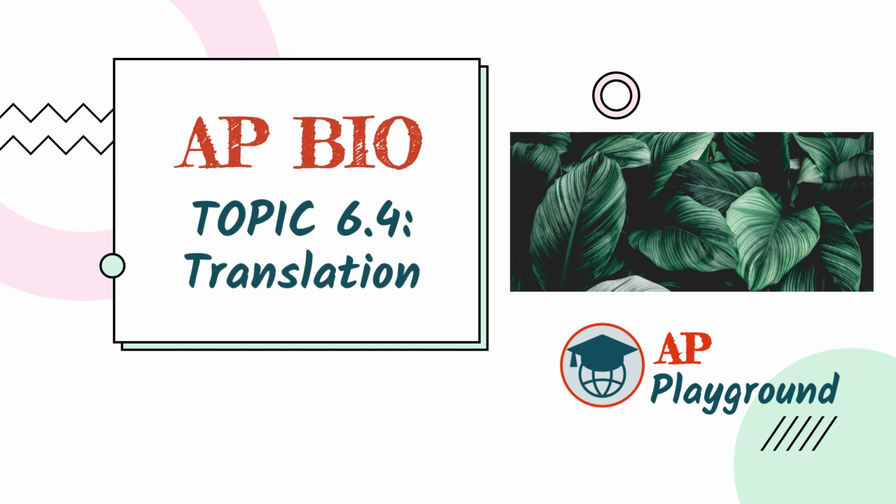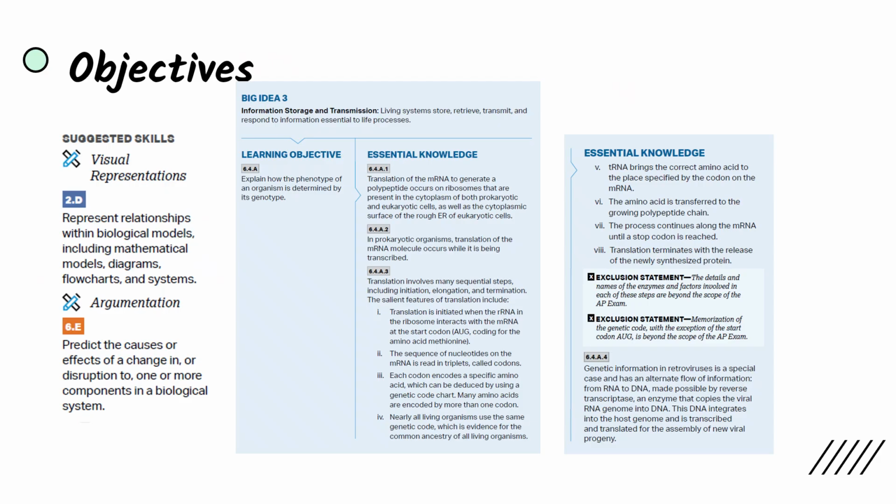Today we're covering topic 6.4, translation. In 6.3, we discussed transcription, which is creating an mRNA molecule out of DNA. And today we'll be discussing translation, which is when that same mRNA molecule can code for a protein. And we'll be talking about the different steps of translation and retroviruses.